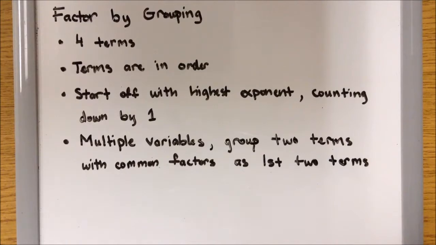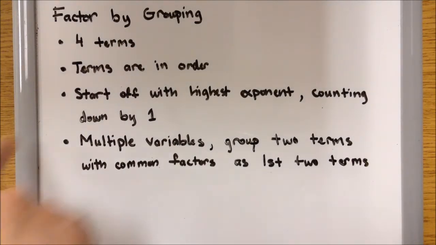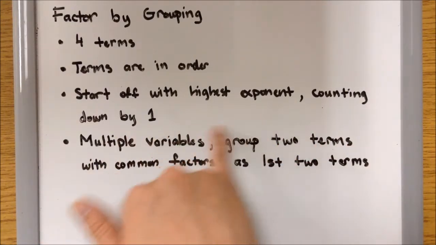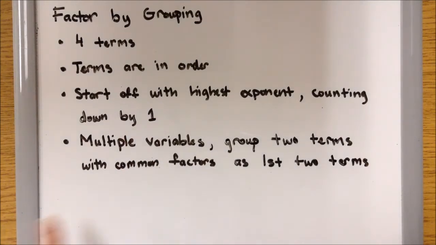So to review, when you factor by grouping, you would do this if it has 4 terms. Next, you gotta check if the terms are in order, starting with the highest exponents, counting down by 1. And then you will see how I rearrange them in order. And then on the last example, you will see how I apply this part, trying to factor by grouping.